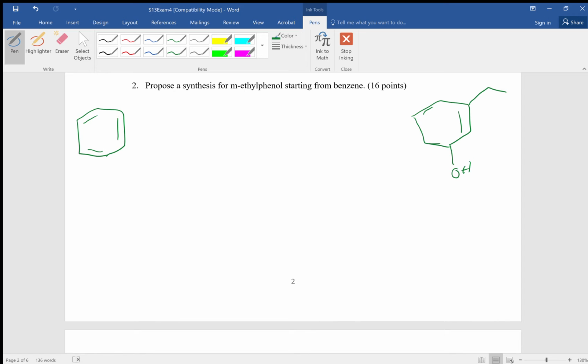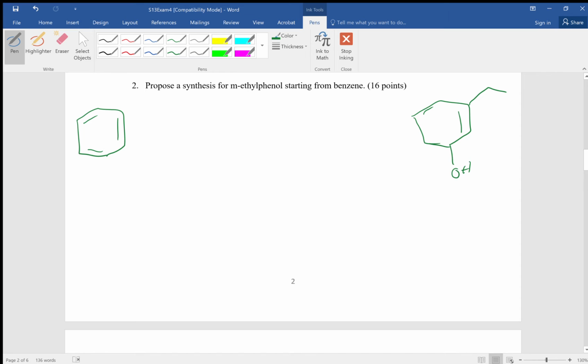And the main issue is that both of these are ortho-para-directors. But in the product, they're in a meta orientation to each other. And so we have to figure out how to get these groups on while also making them in the proper alignment to each other. Now we also need to think about where these come from.